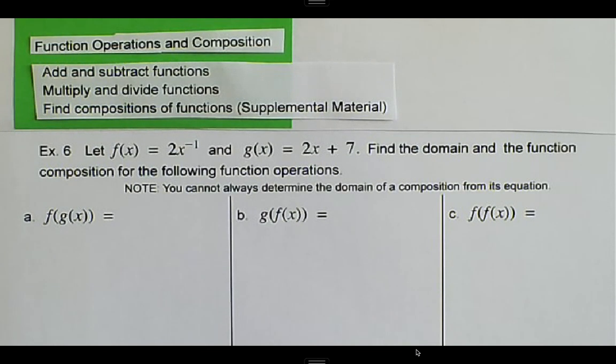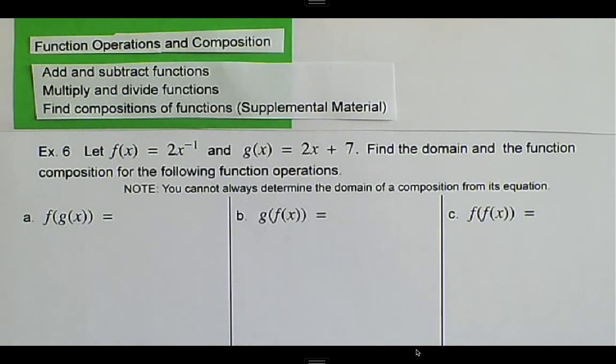We're talking about function operations and composition. And here we have some function composition. Let f of x equal 2x to the negative 1 and g of x equal 2 times x plus 7. Find the domain of the function composition for the following function operations.